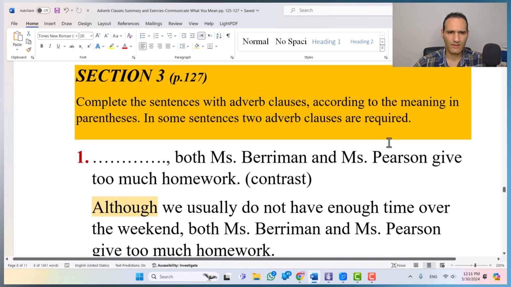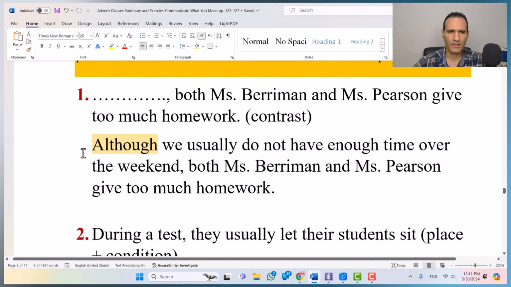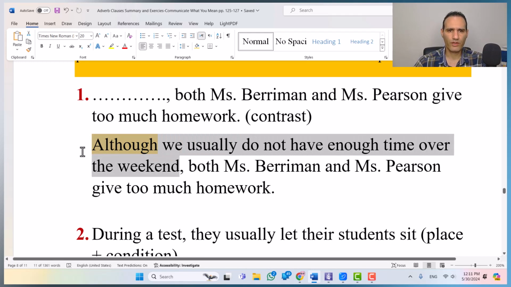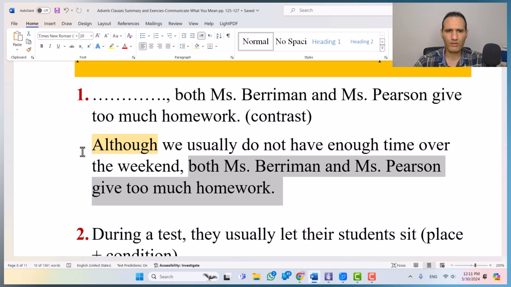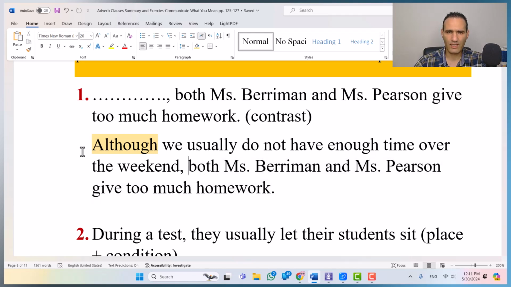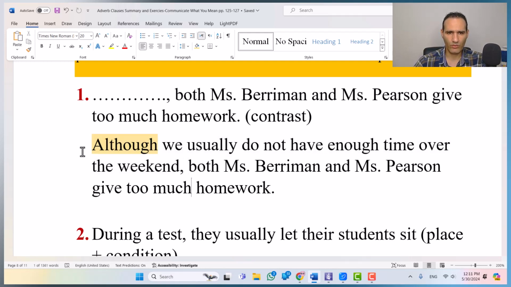And section 3, page 127, complete the sentences with adverb clauses according to the meaning in parentheses. Let's see. Number 1. Both Ms. Berryman and Ms. Pearson gave too much homework. So we need a contrast here. It says, although we usually do not have enough time over the weekend, both Ms. Berryman and Ms. Pearson give too much homework. Because we start our subordinated clause with a dependent clause, we need a comma in between.